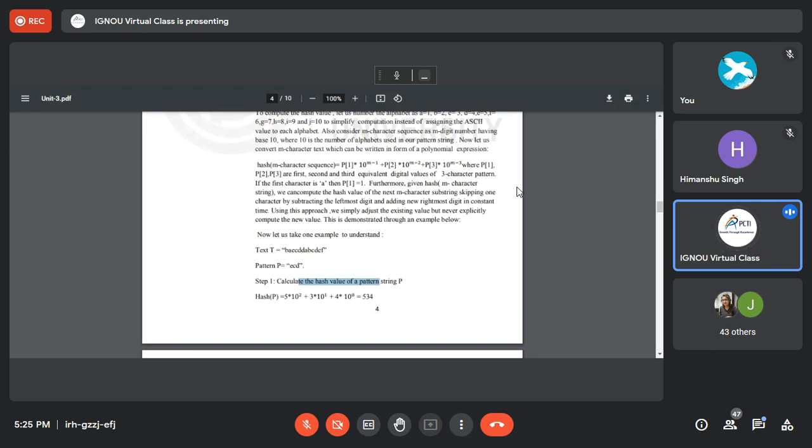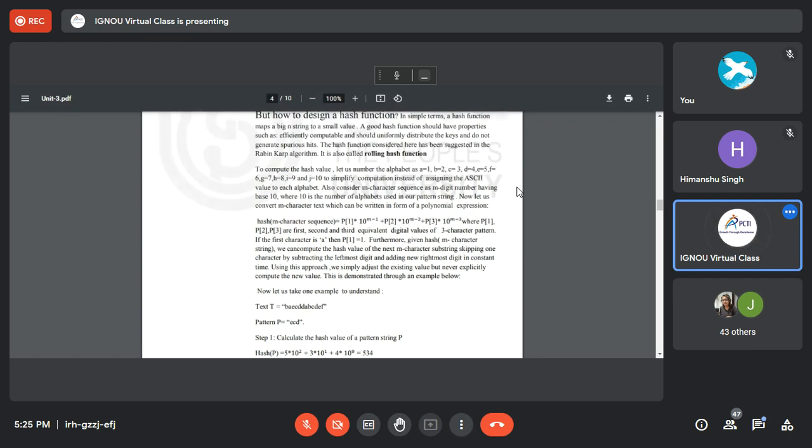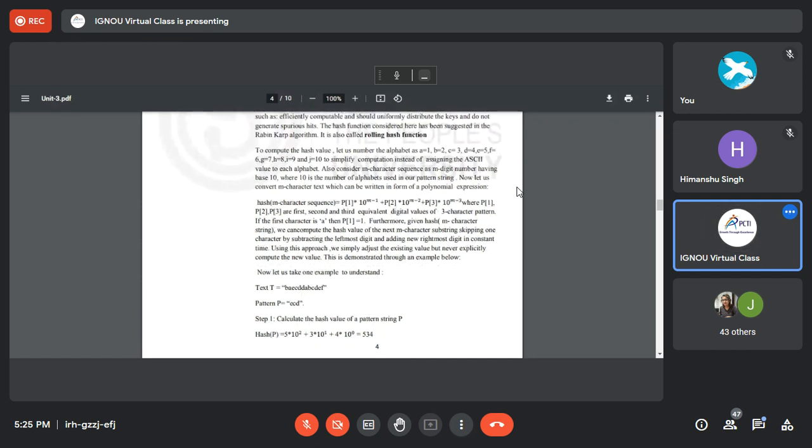How do we calculate the pattern hash? Here is the pattern ECD. You have to calculate the hash function for this pattern. How can you calculate it? You take a value for each variable: 1 for A, 2 for B, 3 for C, 4 for D, and 5 for E.